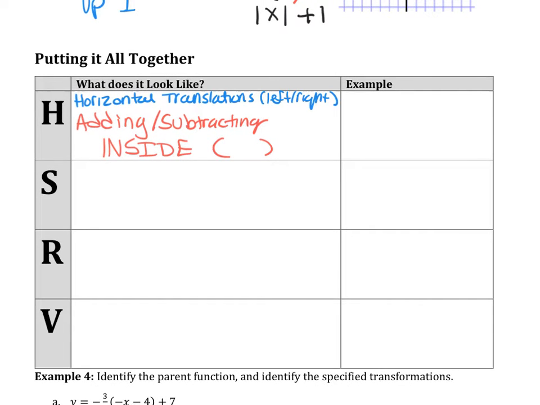Okay, so for example, we could have like x plus 2 in parentheses squared. Those parentheses are grouping that x plus 2 together. That would be considered on the inside. Or y equals square root of x plus 2. That plus 2 is happening underneath the square root. That would be considered on the inside. If that addition or subtraction is happening in the same spot where that x is, right next to the x, that's going to be a horizontal translation.